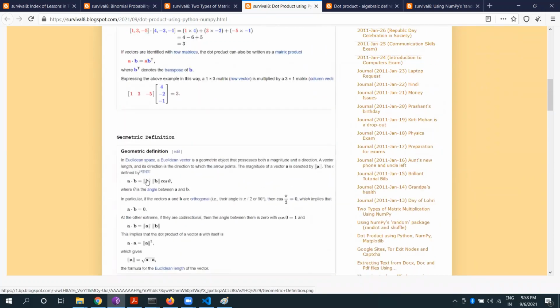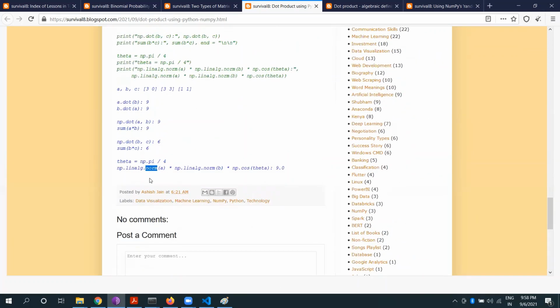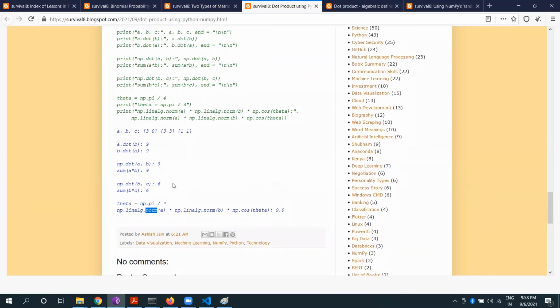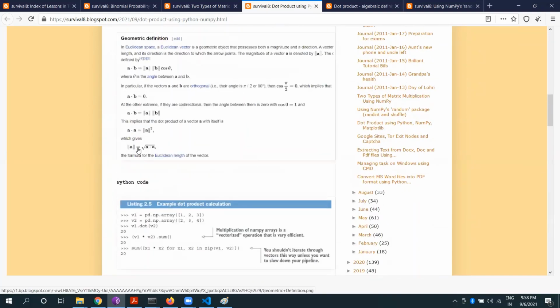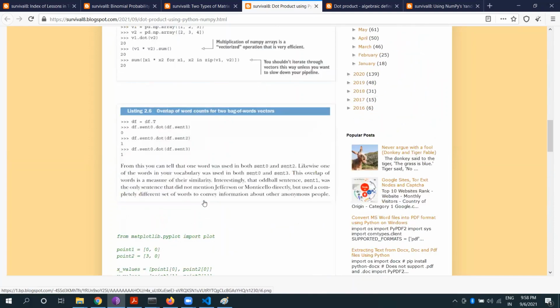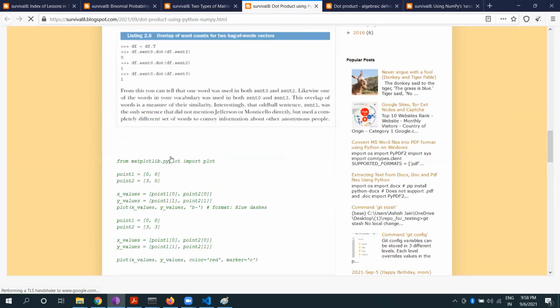This we would get through the linear algebra package of NumPy that has norm. If we have a vector, norm is basically the modulus. This is the norm, square root of a dot a, the Euclidean length of the vector.